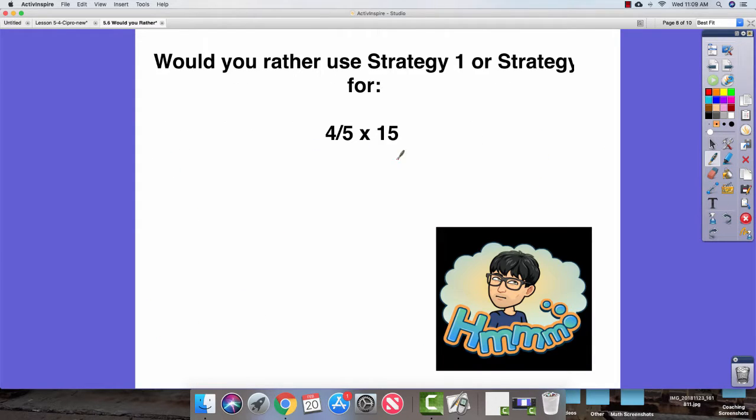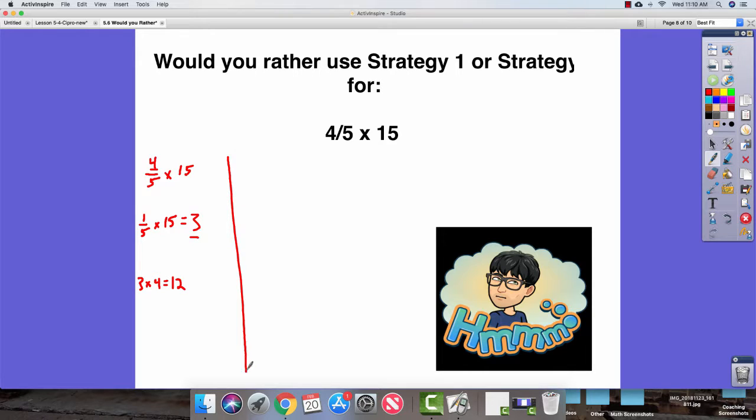Let's do 4/5 times 15 using both of those strategies. Okay, so 4/5 times 15. Let's do strategy 1 over here. I'll rewrite the problem. 4/5 times 15. So strategy 1 says to find the unit fraction of the whole. So the unit fraction here would be 1/5. So I'm going to do 1/5 times 15, or find 1/5 of 15. And that would be 3, because 15 divided by 5 is 3. And then I just take that answer and multiply by the numerator of my fraction. So 3 times 4, and I get 12.